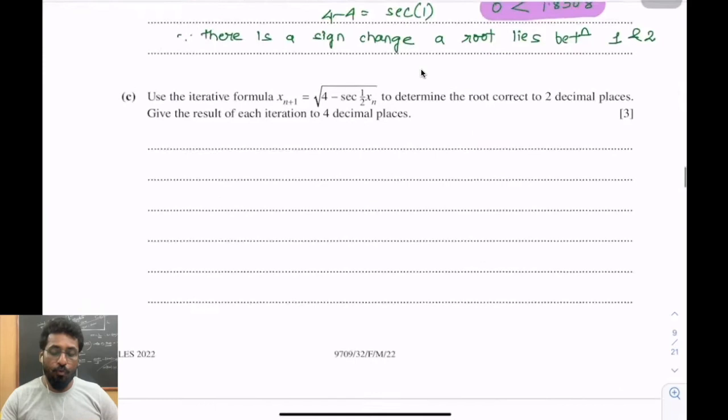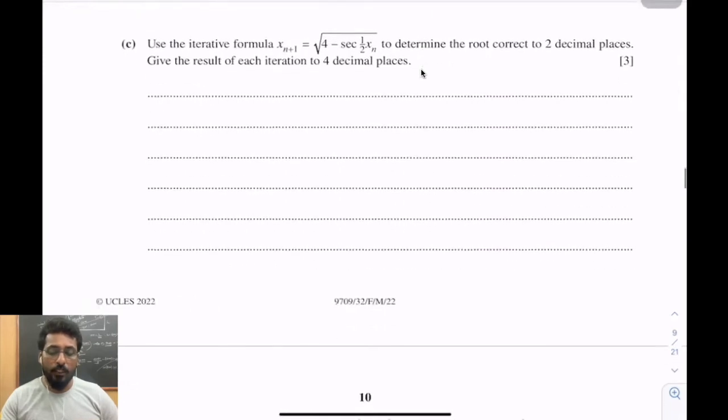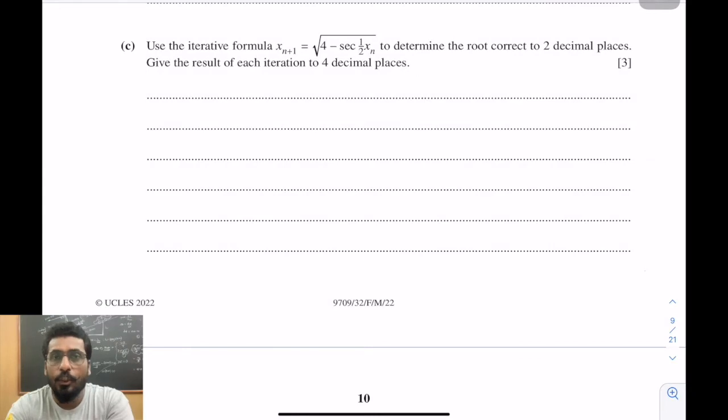Now it's time for us to move on to the next question, the C part. Students, in the C part you are asked to use the iterative formula x n plus 1 is equal to the square root of 4 minus sec of half x n to determine the root correct to 2 decimal places. Give the result of each iteration to 4 decimal places.